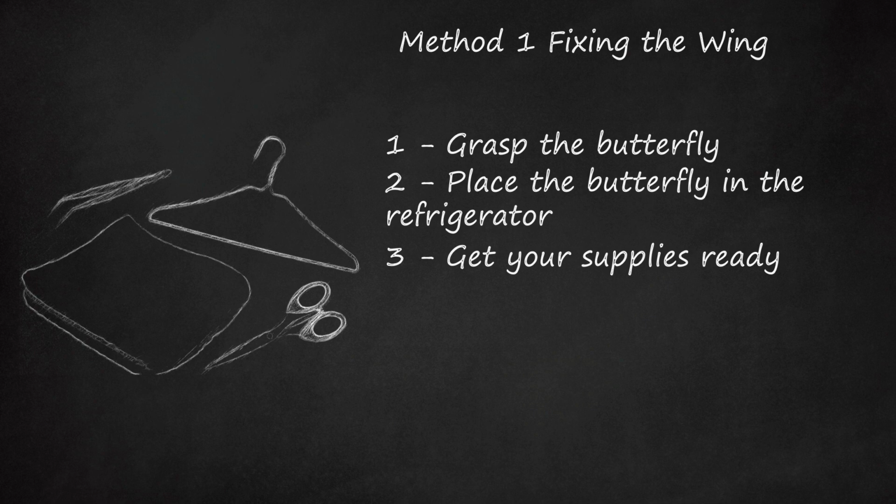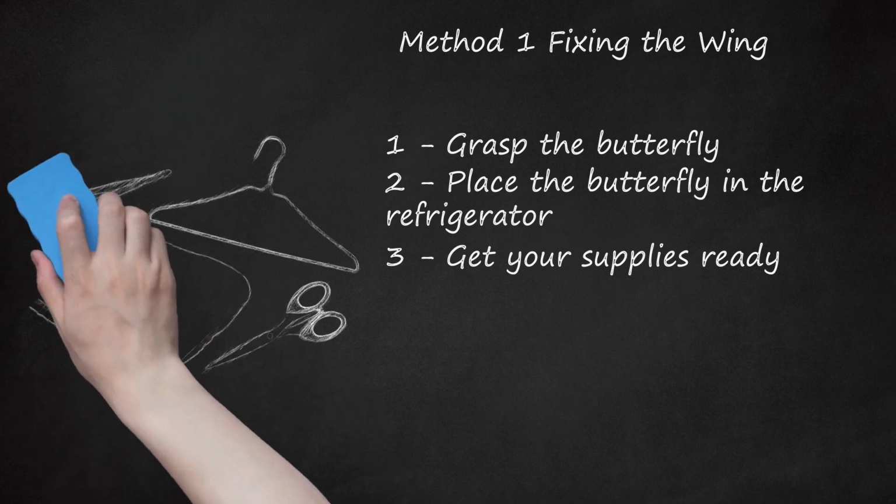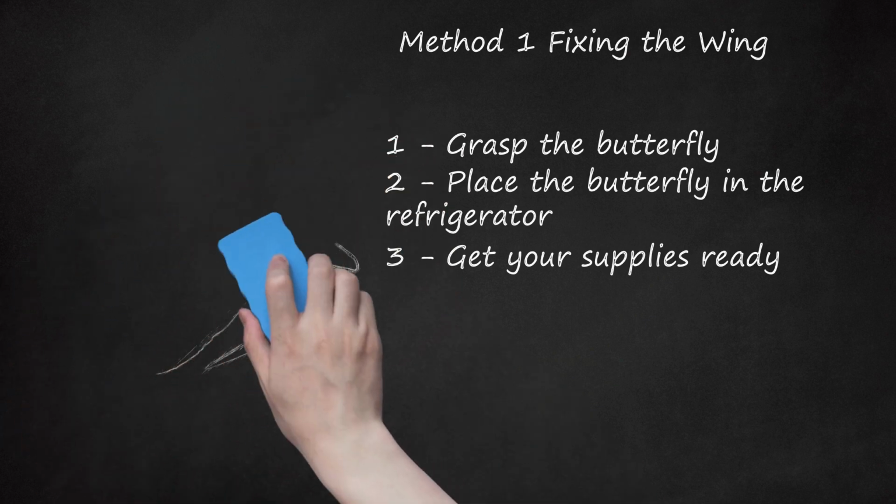The contact adhesive is the type that you paint on both surfaces. You then give it a chance to dry before pushing it together. Bend the hook on the wire clothing hanger. It should form a loop that will just fit over the butterfly's main body, not the wings.